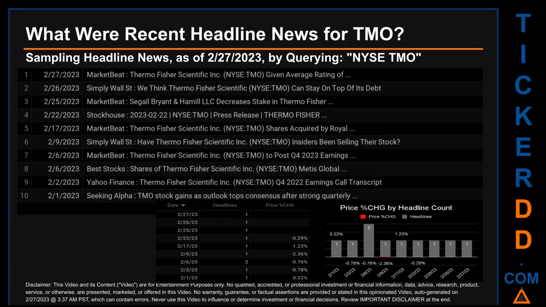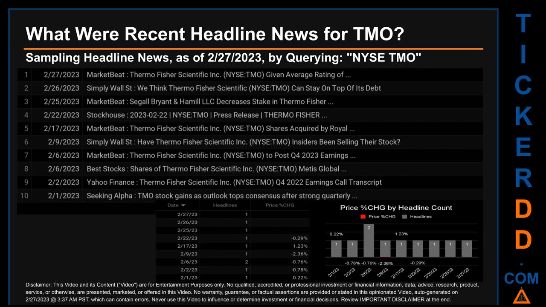Monday, February 6, 2023 had the most headlines. It had 2 discovered headlines when Simply Wall Street published the headline that read, We think Thermo Fisher Scientific can stay on top of its debt. MarketBeat published the headline that read, Thermo Fisher Scientific to post Q4 2023 earnings. Best Stocks published the headline that read, Shares of Thermo Fisher Scientific Métis Global.